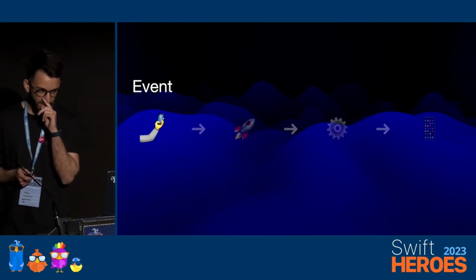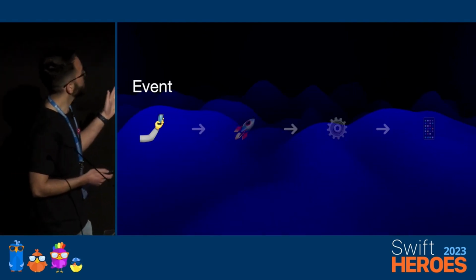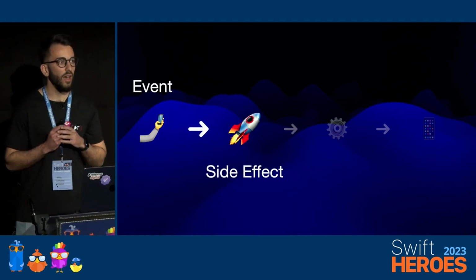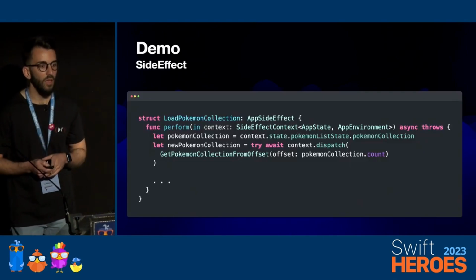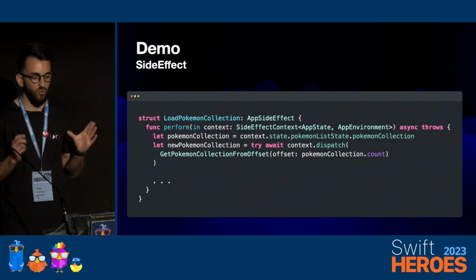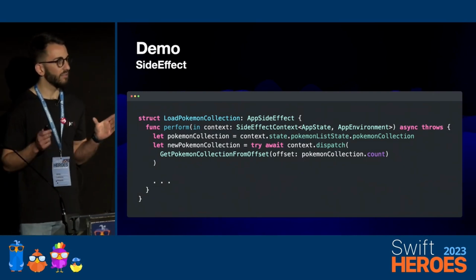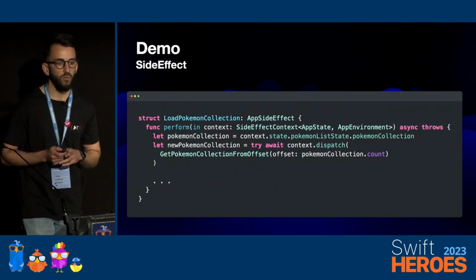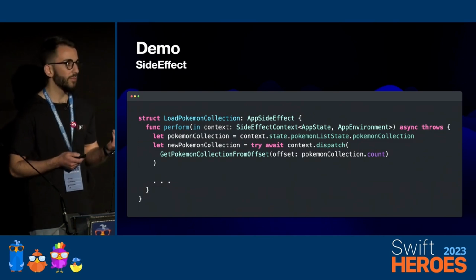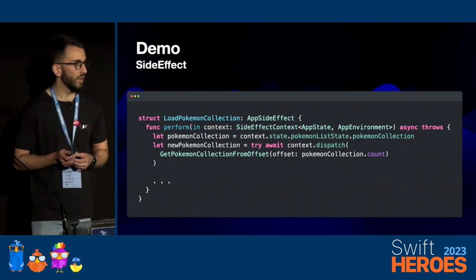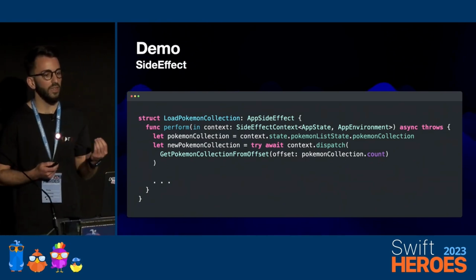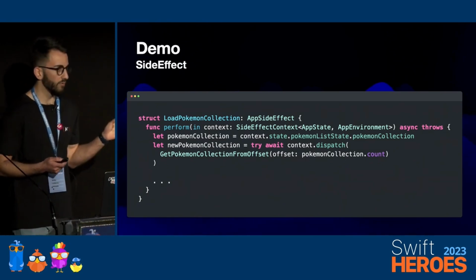We have just seen the starting point event. Now, let's take a closer look at what happens in this scenario. When the user scrolls up to the last element, the load Pokemon collection side effect is triggered. First, the current list of Pokemon is retrieved, which is necessary to call the API with the correct offset value. Then, another side effect is called to make the API call to load the new Pokemon.